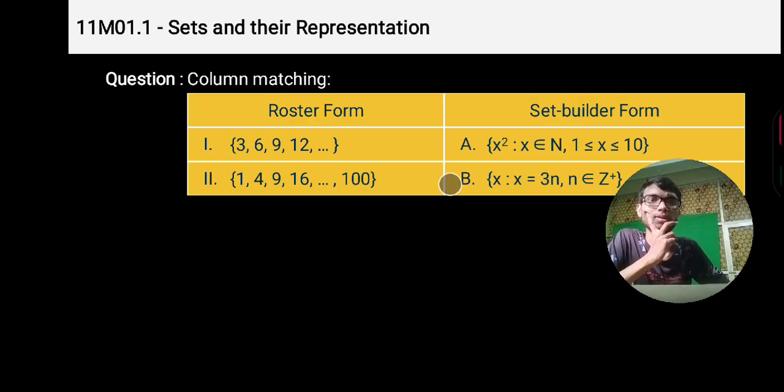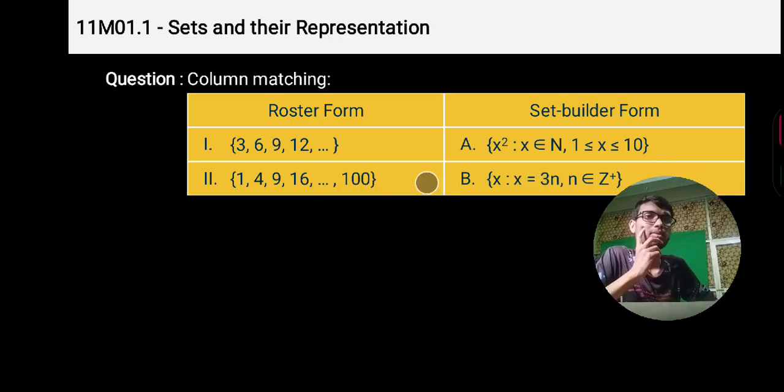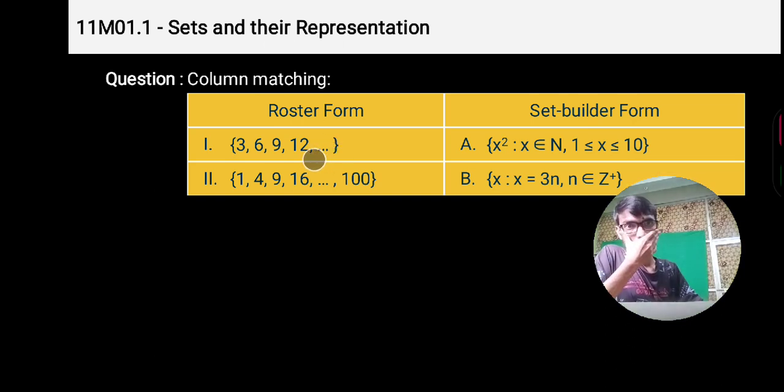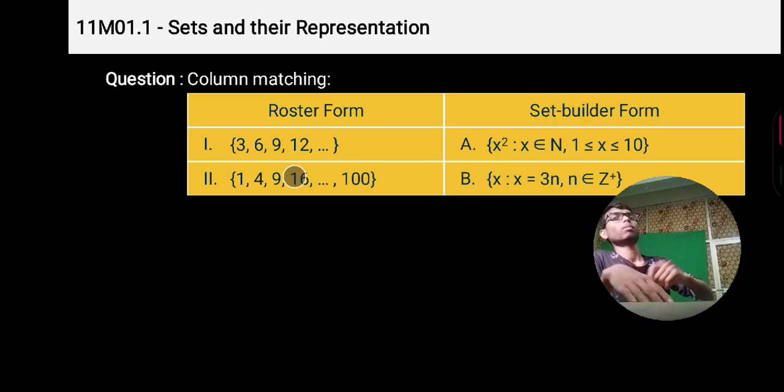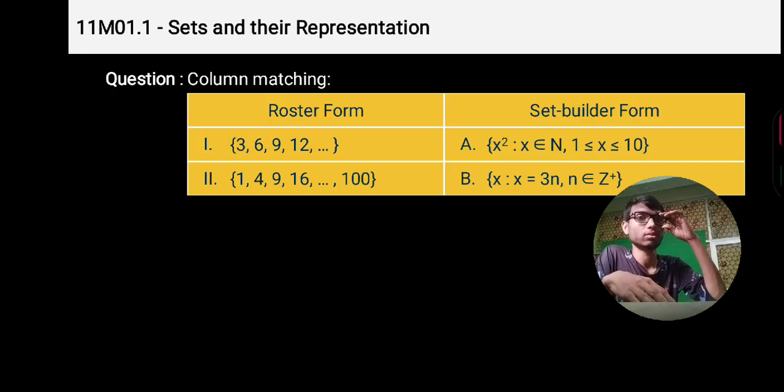Next we have roster form, then set builder form. Let's match it. 3, 6, 9: we have a table of 3. 3 ones are 3, 3 twos are 6, 3 threes are 9, 3 fours are 12. This is a table of 3. Now next we have 1, 4, 9, 16: we have perfect squares. Now let's read this.